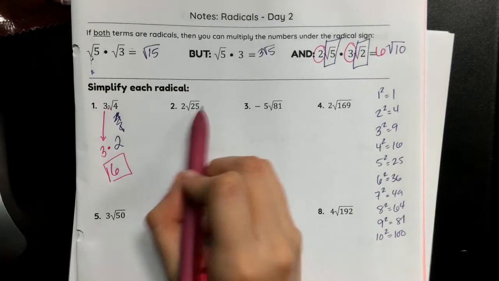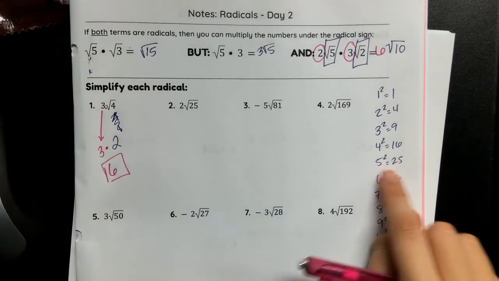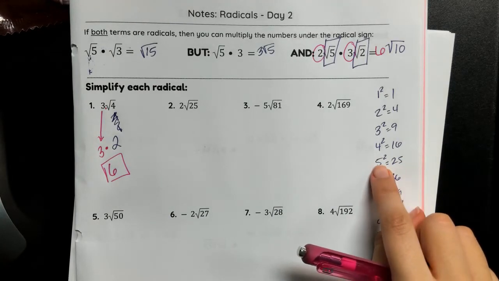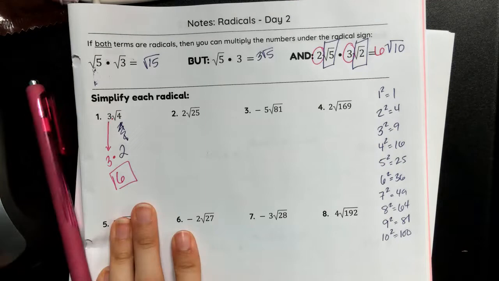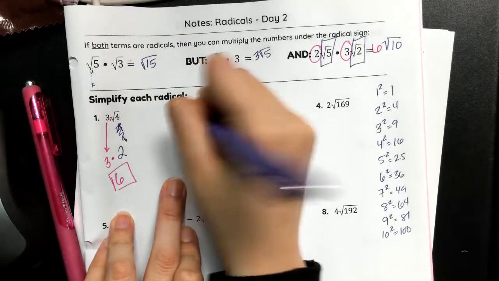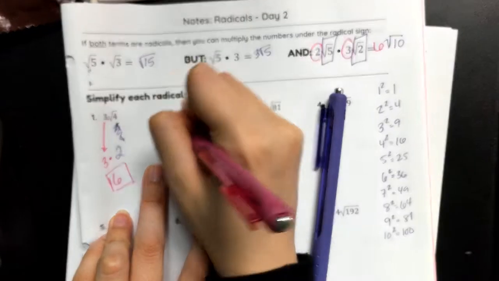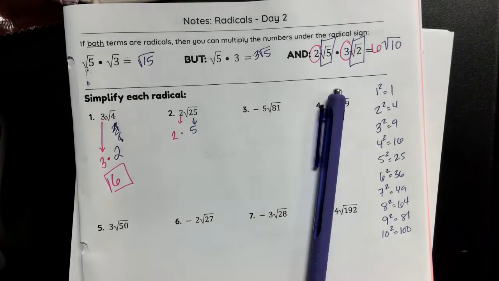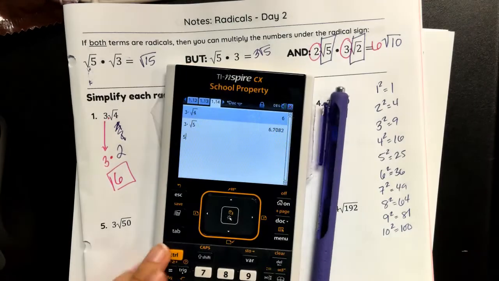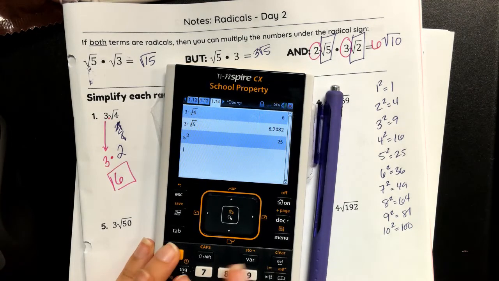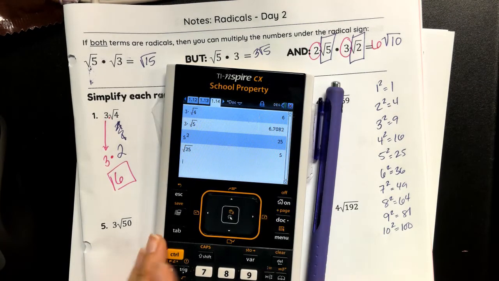Now, let's look at this one, 2 times square root 25. Notice 25 is a perfect square, and it's the perfect square of 5. So the square root of 25 is whole number 5. And then you bring down your whole number 2 that's still on the outside. So you get 2 times 5. Notice 5 squared is 25, and the square root of 25 gets you back to 5. That will just give you 10, because 2 times 5 is 10. You can multiply these out because they're both whole numbers.